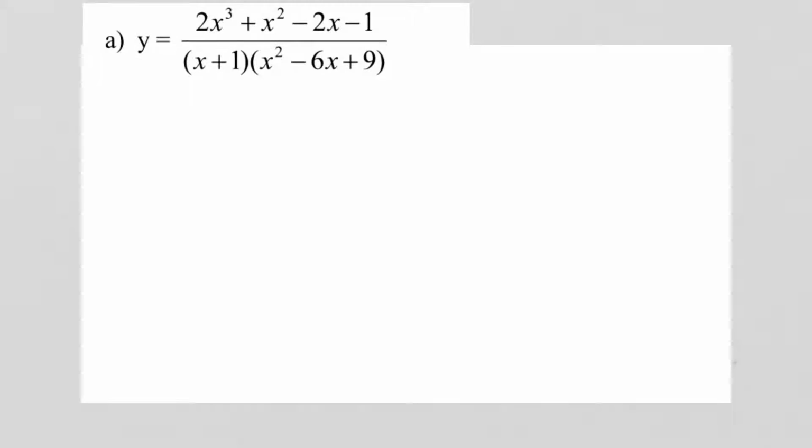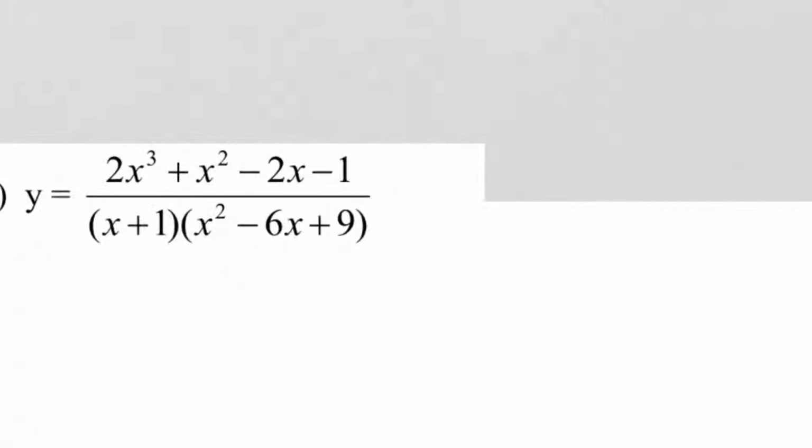Okay, let's graph this. What are we gonna do? We're gonna try to factor the numerator and denominator. So let's factor that numerator using factoring by grouping. Let's pull out an x squared from those first two terms. And what are we left with? We're left with a 2x plus 1.